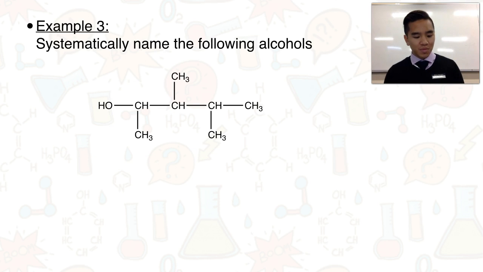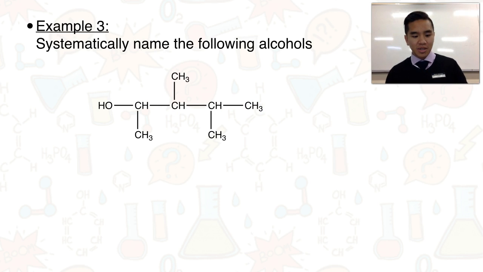Third example, so again, let's determine where our longest carbon chain is, and it's important that it contains the OH group. Now we could have said that it contains 4 in the longest chain, but that's not true because we actually have a long chain of 5 carbon atoms going as such. So this is going to be a pentanol.